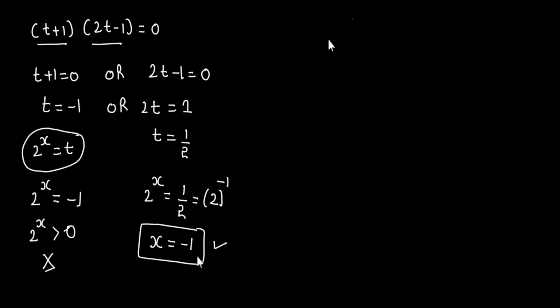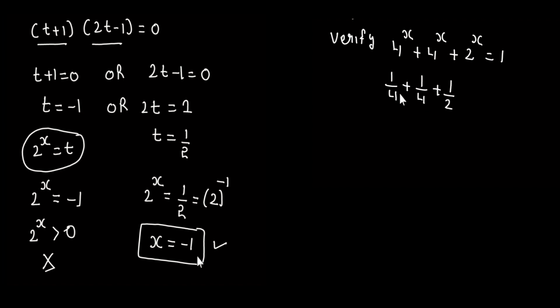We can also verify our solution. Our original equation is 4 raised to power x plus 4 raised to power x plus 2 raised to power x equal to 1. You can verify that this is our solution. Put x is equal to minus 1. We got 1 by 4 plus 1 by 4 plus 1 by 2. Here 1 by 4 plus 1 by 4 combined give 1 by 2. Here also 1 by 2, and 1 by 2 plus 1 by 2 gives us 1, which is the same as our right hand side of the equation.